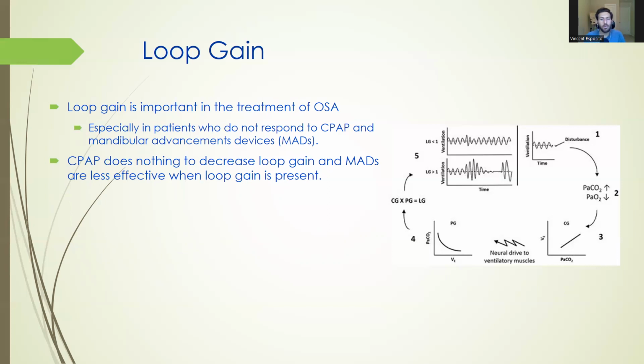Now, this is especially important for those who don't respond to CPAPs or mandibular advancement devices. These are simply types of retainers you can put in that can help get your tongue to rest on the top of your mouth. You can see them, they kind of look like retainers. But the interesting thing to note here about a CPAP machine is it does nothing to decrease loop gain. It exerts a positive pressure. It pushes air into the system versus creating that suction negative effect. So it's not going to affect loop gain in any way.